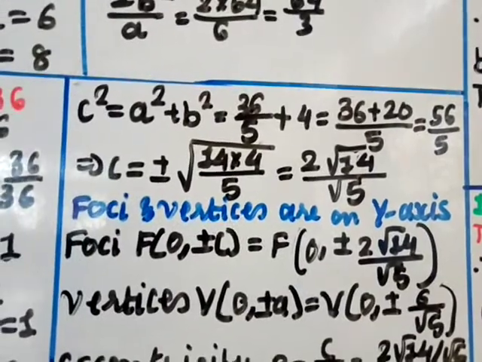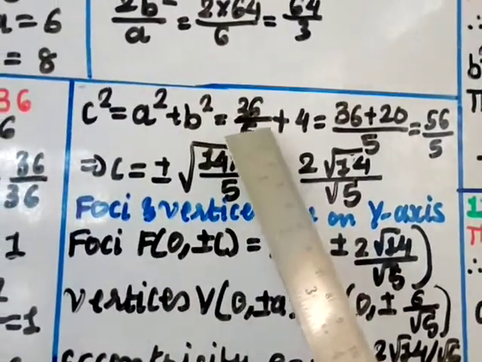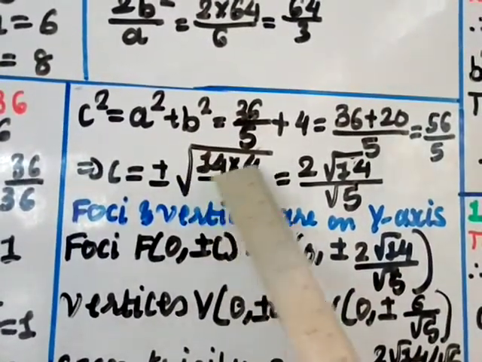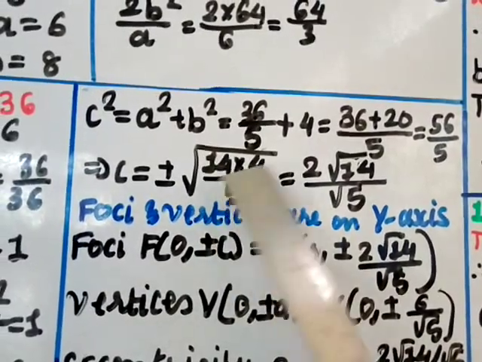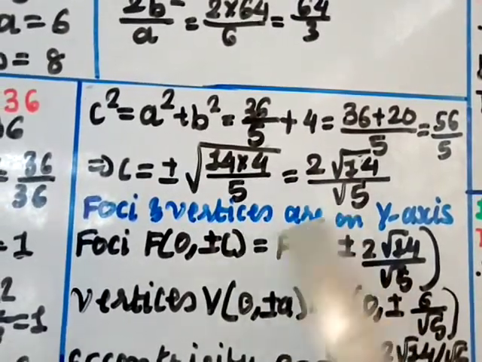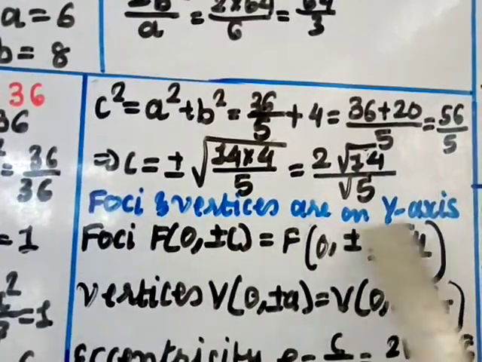Take a square root on both the sides. So c equal to plus or minus under the square root 56 can be written as 14 into 4 divided by 5. Square root of 4 is 2 and root 14 as it is divided by root 5. Now foci and vertices are on the y-axis.